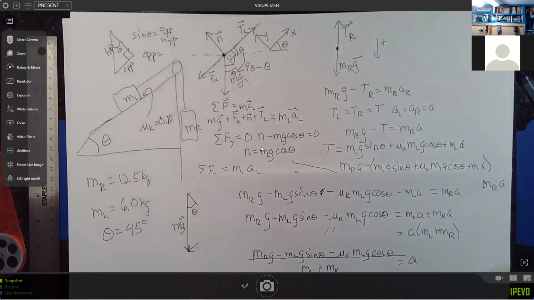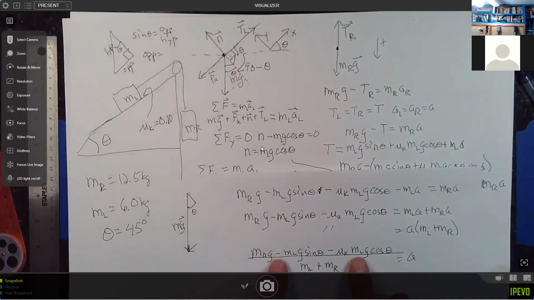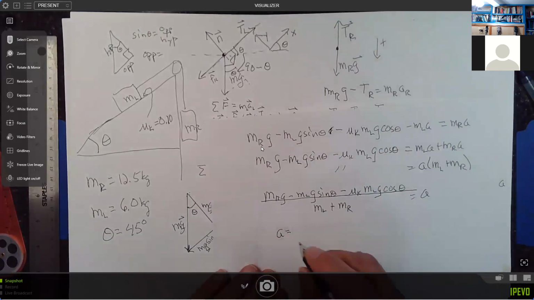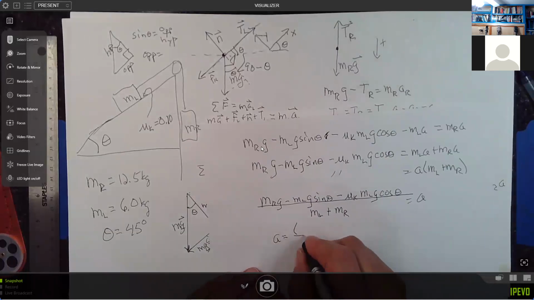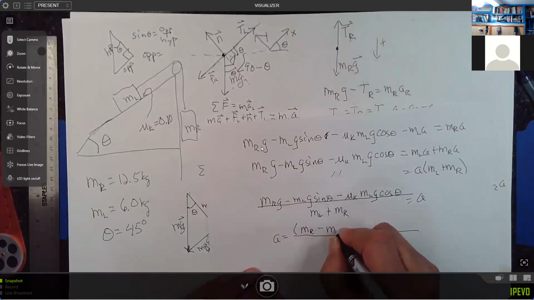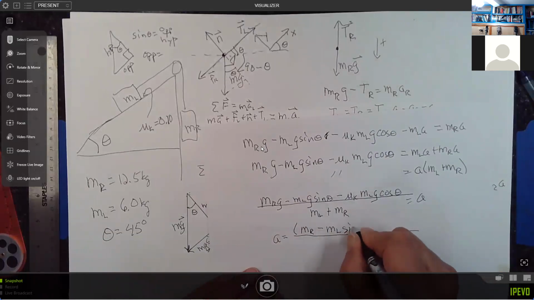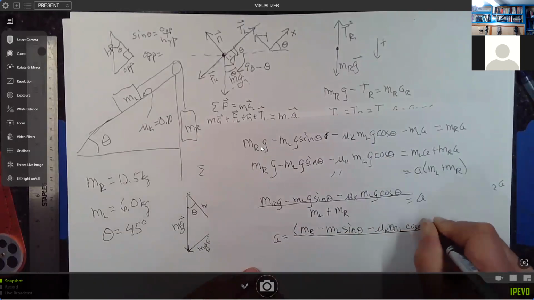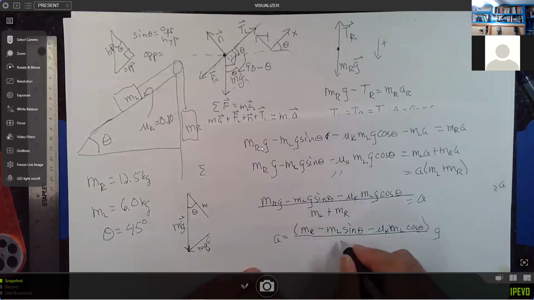Okay, and this time I can't just cancel out the m's because they're different. One thing I can do that simplifies a little bit is that there's a g in every term in the numerator, so I can pull it out here, and then my numerator reduces to m sub r minus m sub l sine theta minus mu sub k m sub l cos theta, times g. And then the bottom is still m sub l plus m sub r.